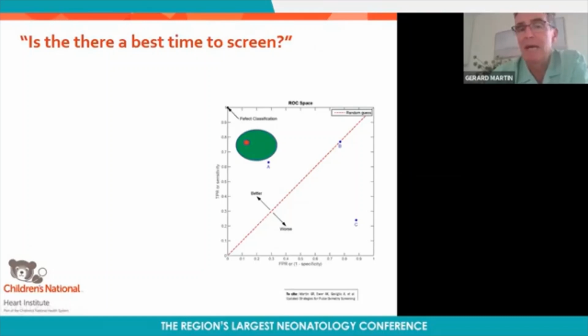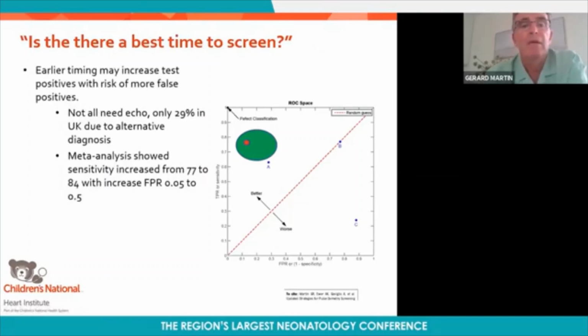How about, is there a best time to screen? Well, we do know earlier timing increases the number of test positives and thus the risk of more false positives. Now, Andy Ewer has pointed out in their experience, not all test positives need an echo. And in fact, in his experience, only about 29% of babies that test positive move on to an echo because they, with some certainty, have been able to find other explanations for the child's failing pulse oximetry screen, whether it's infection or PPHN, TTN. They're able to find those babies, get them into treatment, and avoid the cardiac testing.